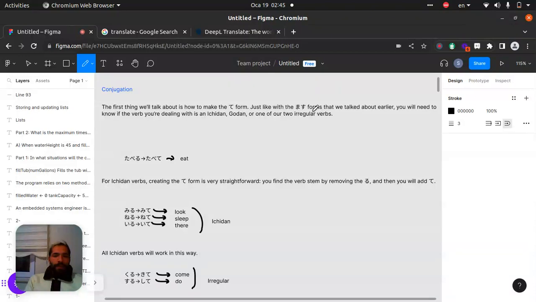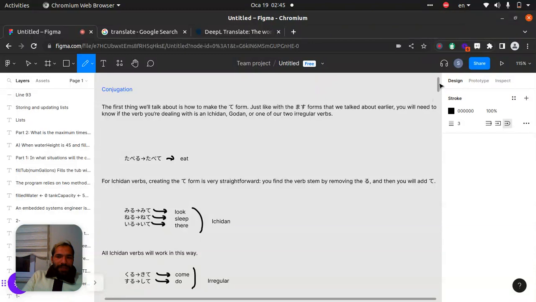the masu form. Masu is something like "ing", doing in the present tense, right? We're using that. If you say mashita, it will be like a past tense, right? We know we can use masu for the future or the present tense, and if you add there mashita instead of masu, it will be the past tense, right? So you'll need to know if the verb you're dealing with is ichidan, godan, or one of two irregular verbs.